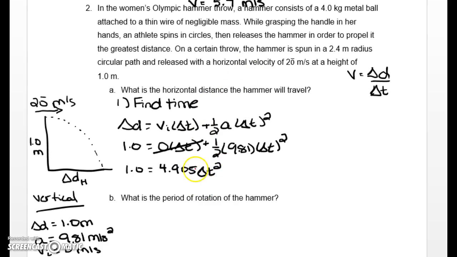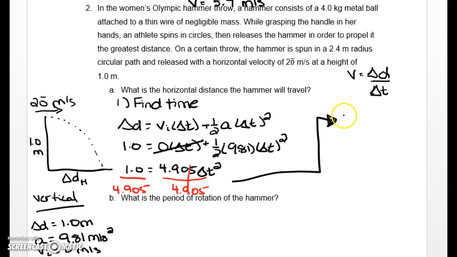Next, I want to get this delta t squared by itself, so I'm going to get rid of this 4.905, and to do that, I'm going to divide. So 1.0 divided by 4.905, and this will be a slightly rounded value, we would get 0.2039. That's equal to delta t squared. So we're not quite done yet. We need to get delta t, so we have to get rid of this squared value. So you're going to square root both sides.